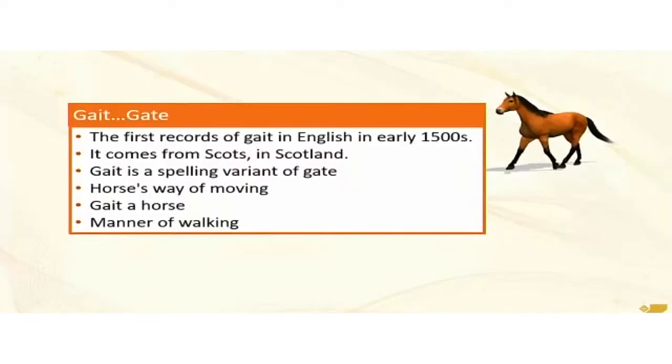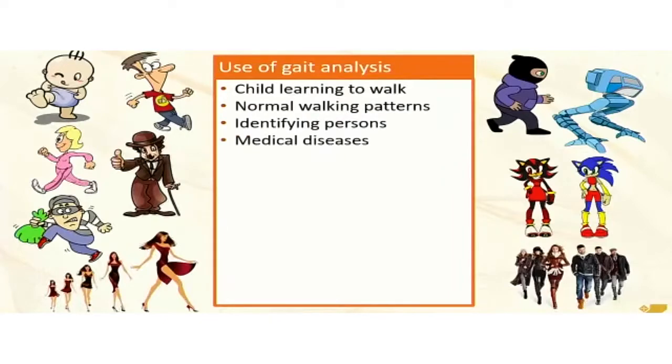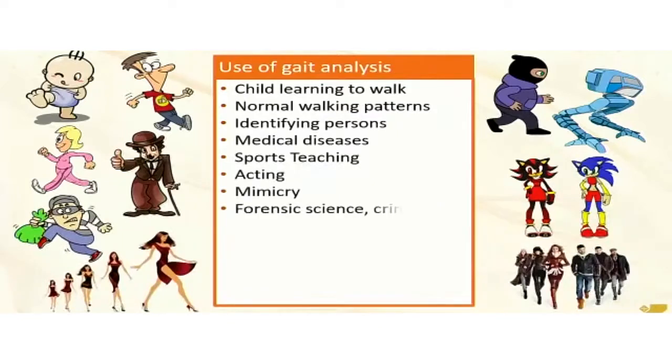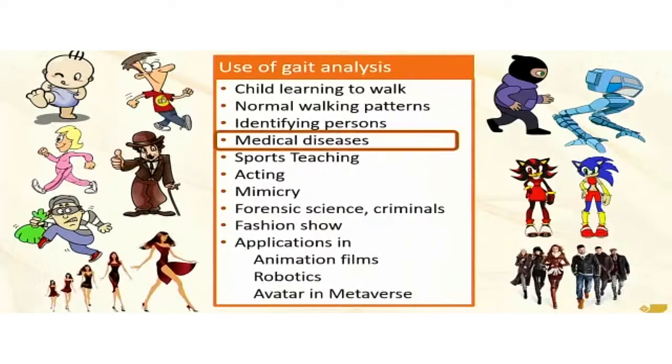So it's a manner of walking, and we can say also it's a horse way of moving. Where is gait in our day-to-day life? It is in the child learning to walk, then the normal learning, identifying a person, he is walking or she is walking, medical diseases, sports teaching, acting, mimicry, and forensic science, which has come up very much now. Police can find out the thief very well with the gait. Fashion show, and also there is an application in animation, film, robotics, and avatar in metaverse where the gait is very important.